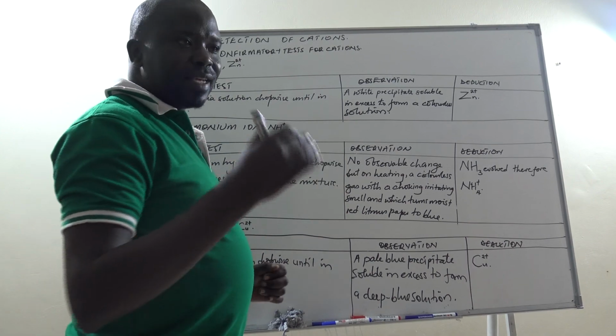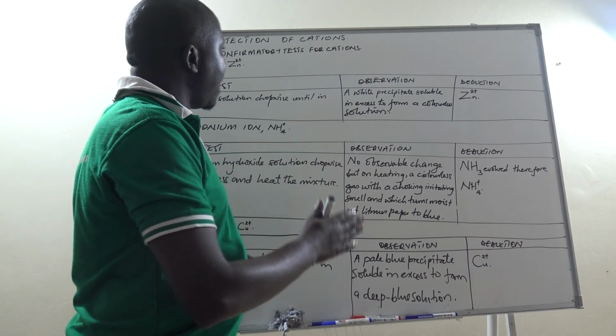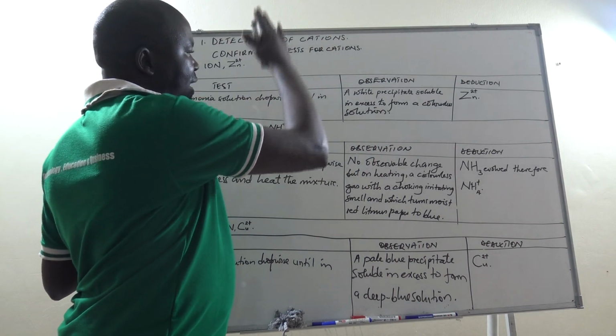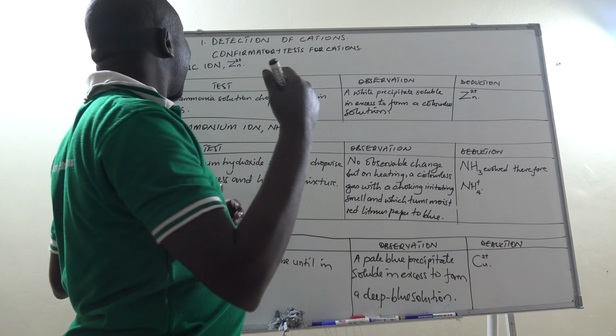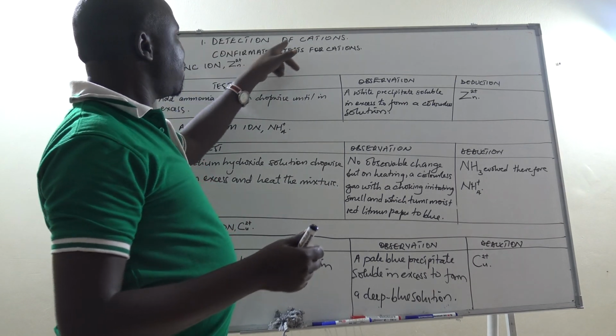So in our next session, we shall be trying to see how we can distinguish between the cations using the reagents that we have already seen before we can go to the detection of anions.